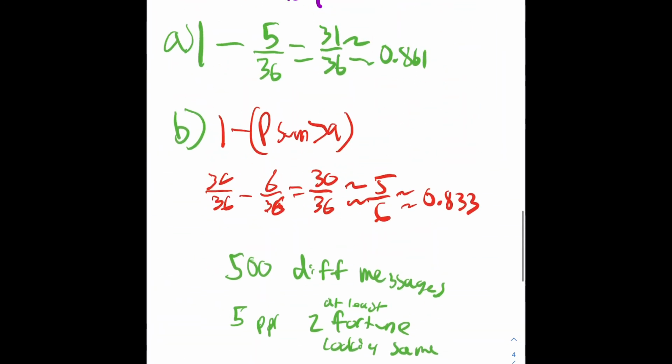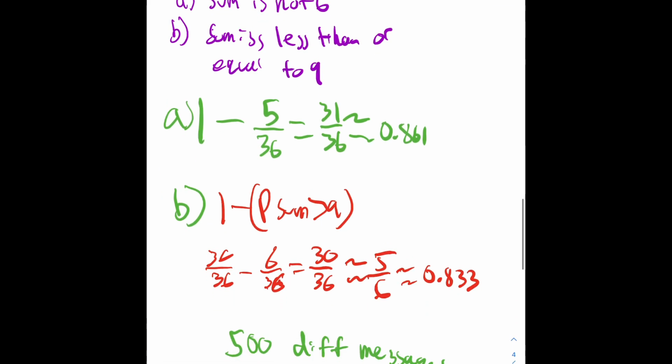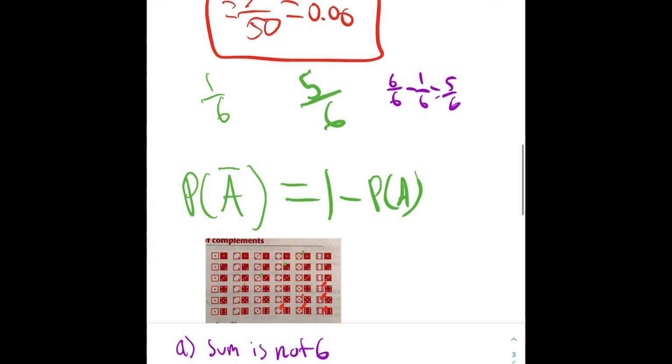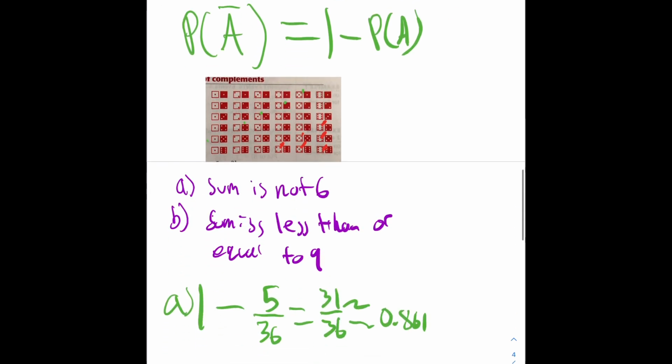Complements, again, to recap, complements are the nots or the opposites. So I can take my total odds, which are always 100%, subtract what the odds are for it to happen, and then whatever's left over is the probability that it does not happen.